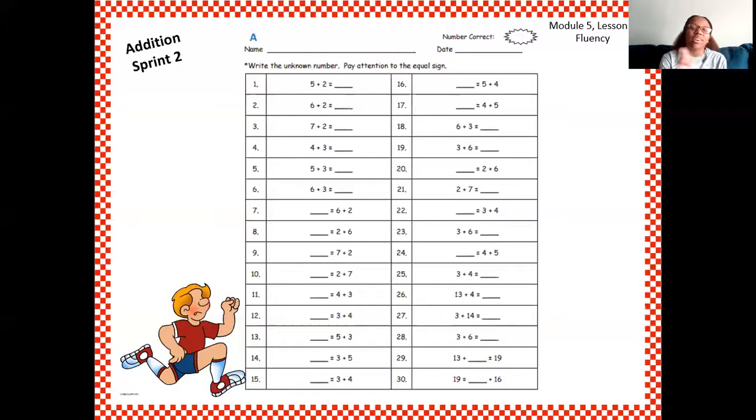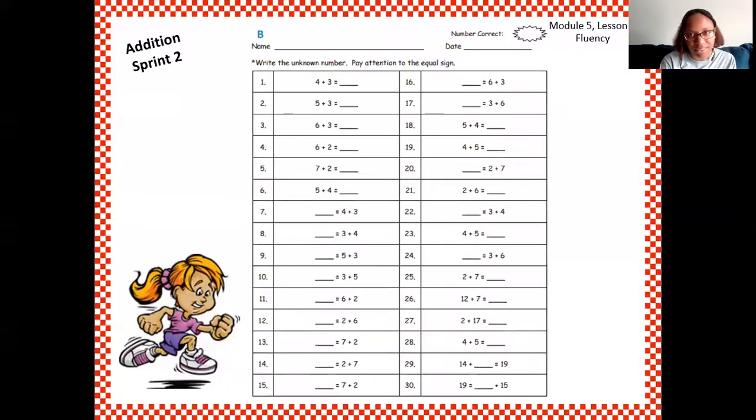Now what I want you to do is circle the last number you stopped on, put it in the star, and we are going to start with side B of our sprint. Now let's remember, you want to do better than yourself. Here's our new sprint. Are you ready? Get ready. Go.